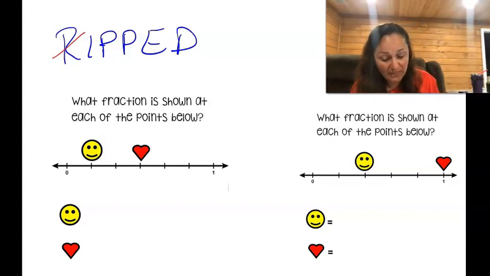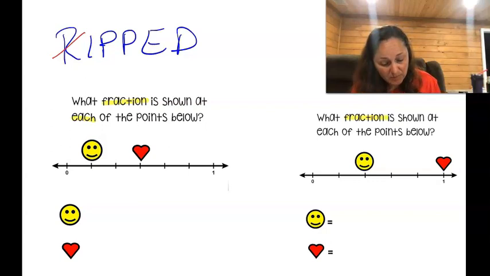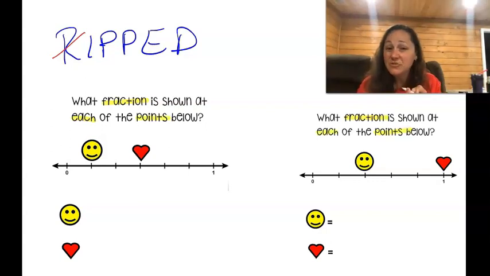We know that we are looking at fractions. We are looking at both of them. We need the fractions, and we want to know at each point. So each point. Now, as you can see, we kind of have a little bit of a key here.